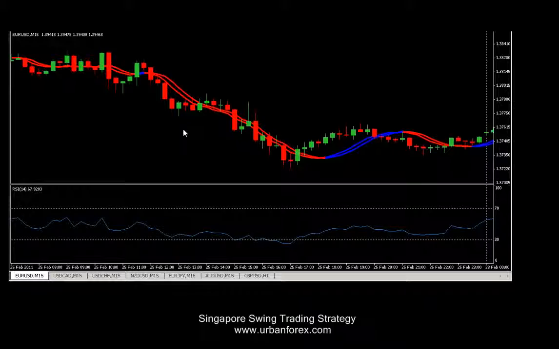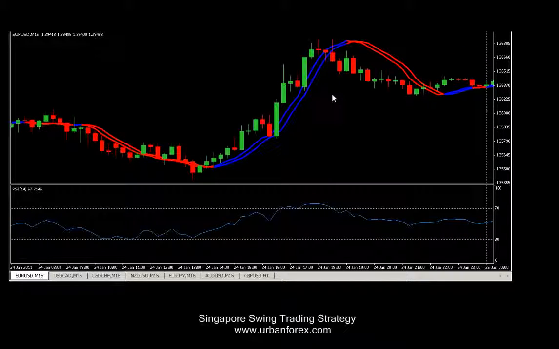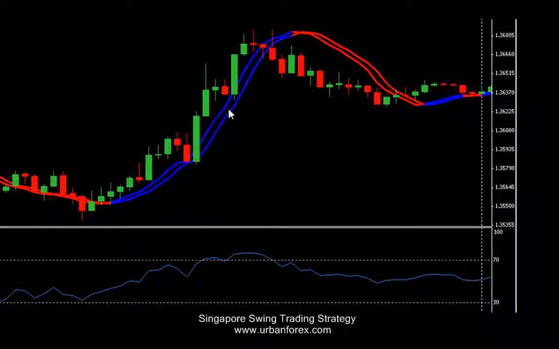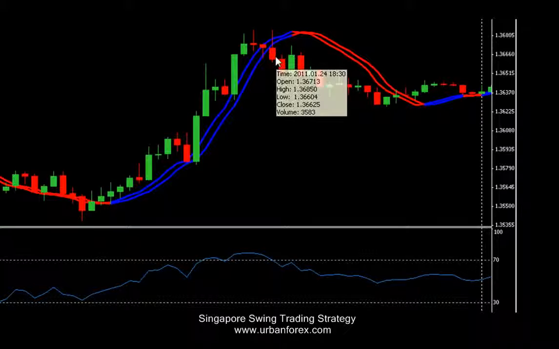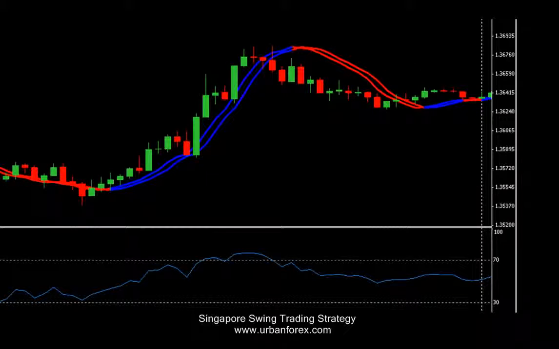Let's scroll back here. Alright, here we have a sell example right here, and we can see that the market was trending upwards, which is confirmed by these 2 blue MAs, and we can also see that the RSI went above the 70 level. Now it's hovering up above there, and we're waiting for a candle to close outside of the blue MAs, which is below it.